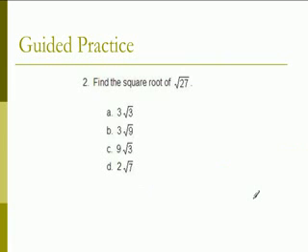Alright, let's try this. Find the square root of 27. Well, when you find the square root of 27 on your calculator, you're going to get a decimal number. And those answers down there don't look like decimal numbers. So we first need to find the square root of 27. Again, if you don't have your calculator, you need to go get it.